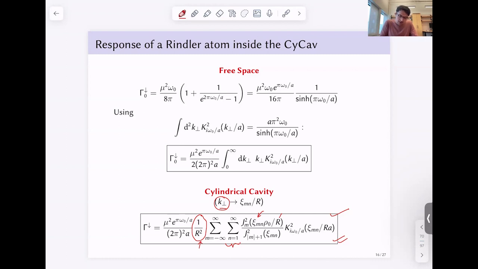So now that we have the expression, I was going to ask, is there an obvious way to understand why this expression doesn't depend on k_z? The integral over k_z has already been performed to obtain this Bessel K function.